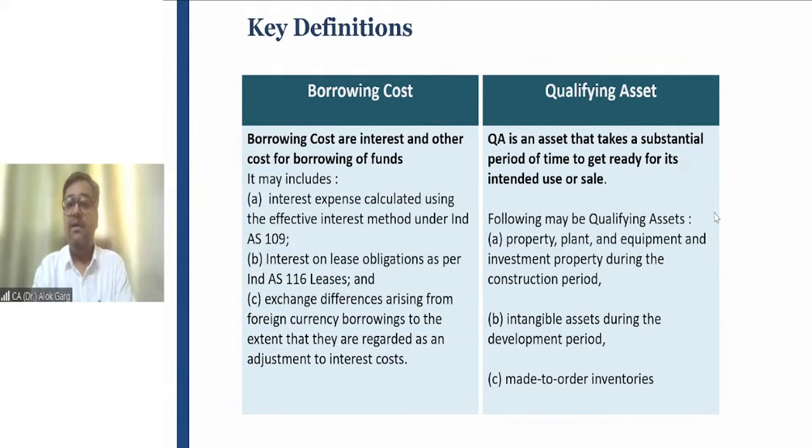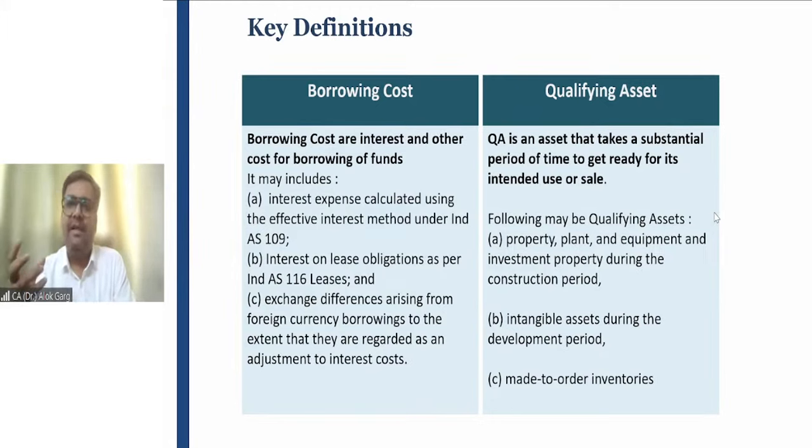Very good. Shankara is asking, sir, then will this Ind AS be applicable to inventories produced in small quantities and on a non-repetitive basis? Yes, Shankara, provided you keep one thing in mind. This standard is only applicable when the manufacturing of inventory will take a substantial period of time, right? For example, aircraft manufacturing takes a substantial period of time, okay?